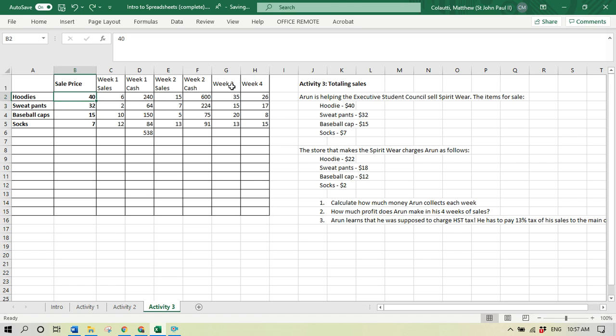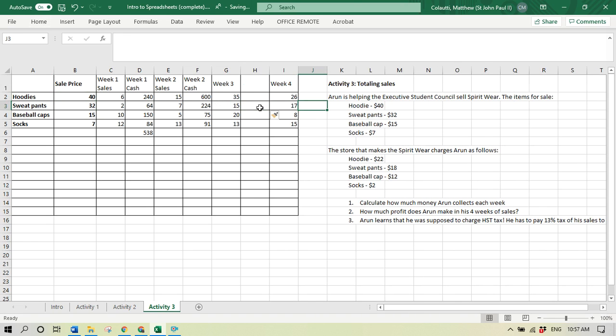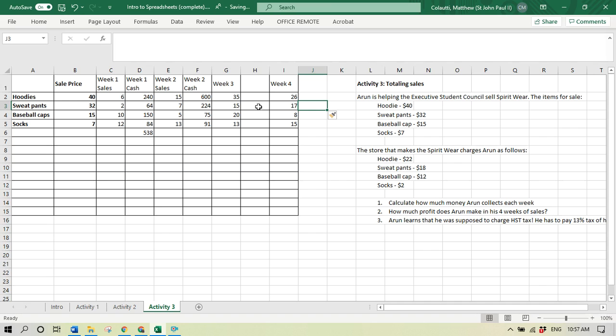Undo that. Okay, let's do that for week 3. So I'm going to insert a column, and I have to do the same thing for column 4. So this is week 3 sales. This is week 3 cash. Week 4 sales. Week 4 cash.